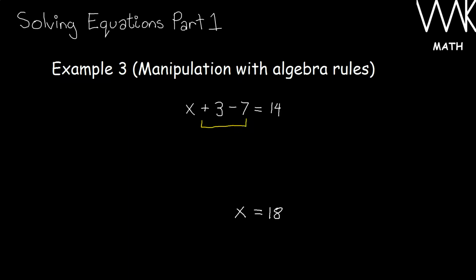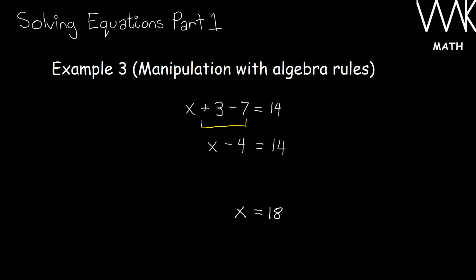We can actually simplify these numbers by using integer rules. Technically speaking, algebra rules also include integer rules, fraction rules, decimal rules, and all the other math rules that affect how to manipulate algebra expressions. So let's simplify the plus 3 minus 7. Using integer rules, the result of this is minus 4.